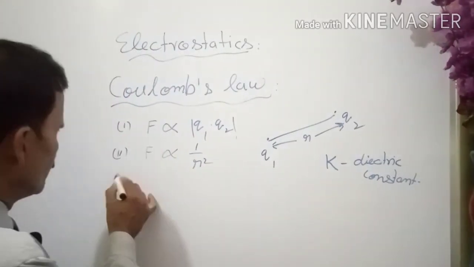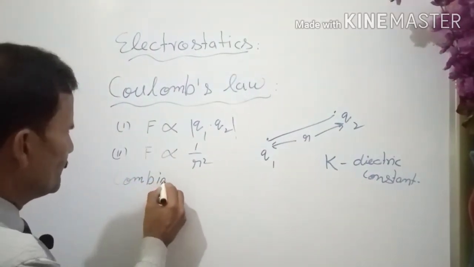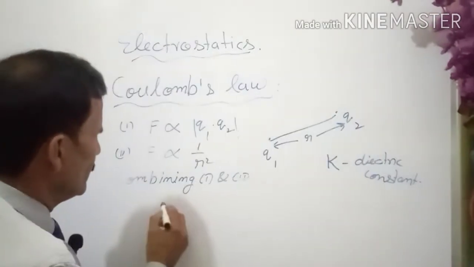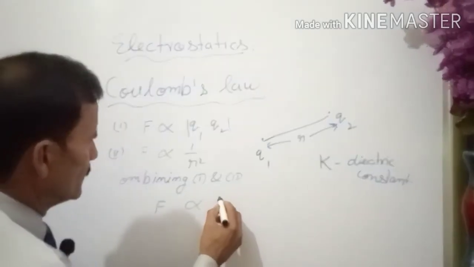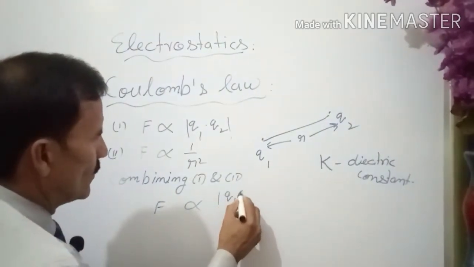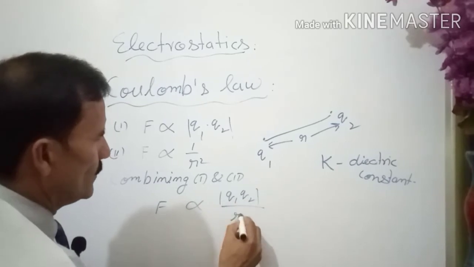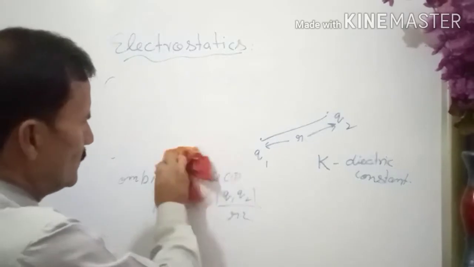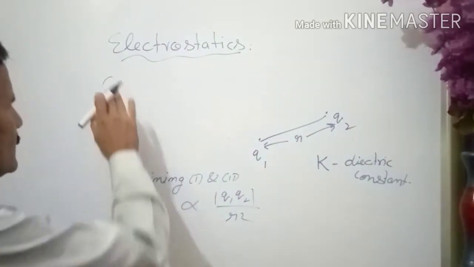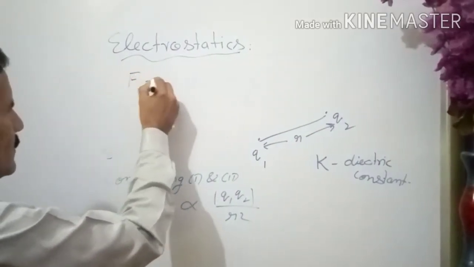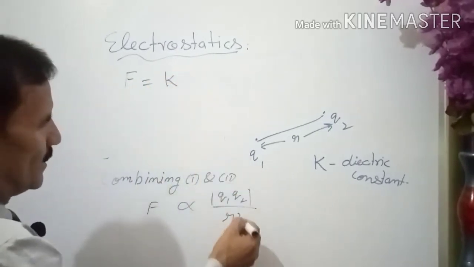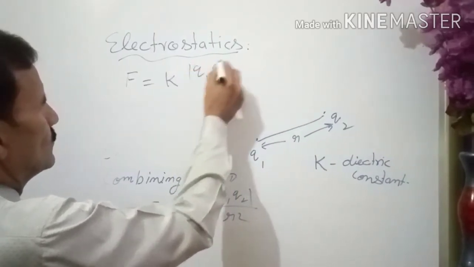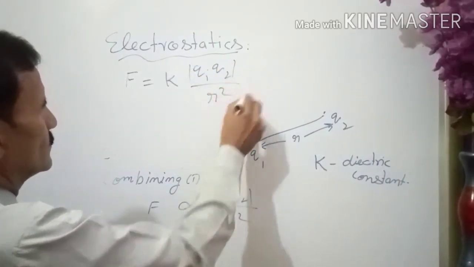Now combining both laws, what do we get? F is proportional to mod of Q1 Q2 upon r square. This proportionality can be changed into equality by multiplying a constant, small k. So F is equal to k mod Q1 Q2 upon r square.